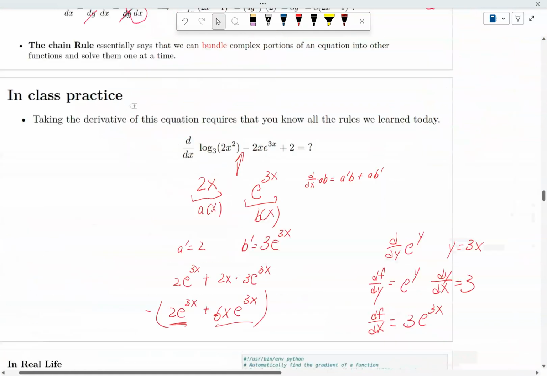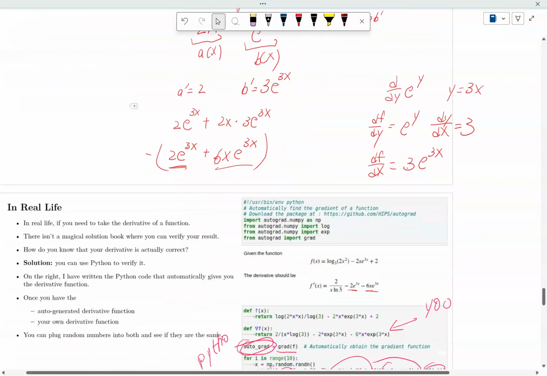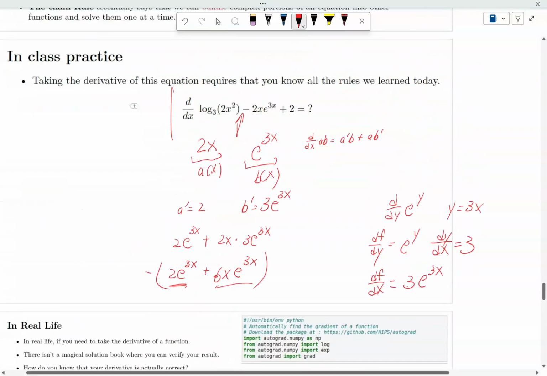There's one last term, which is a constant. And using the constant rule, we know that this is just 0. Okay? So this is how you can solve this particular example. Okay? Hopefully that helps. I'll see you in class.